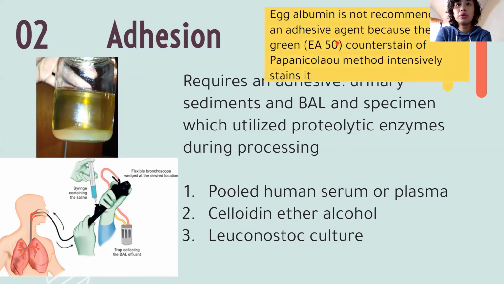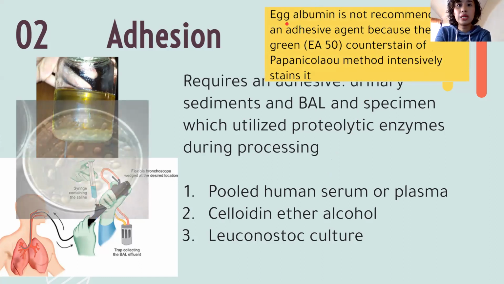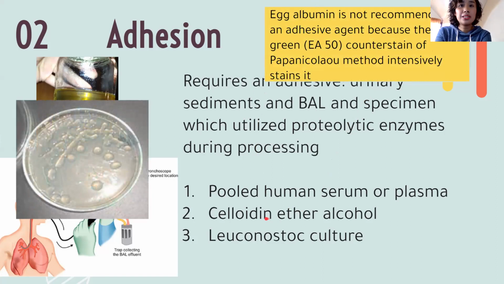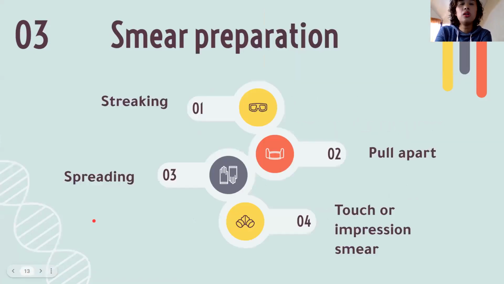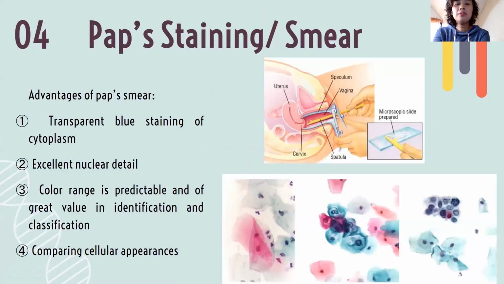It's not recommended because it will produce a background stain. Yan. Kung naglagay ka na ng EA50, yung EA50 class kasi it has a component which is light green SF, special formulation. So, itong EA50, meron siyang component na light green SF. So, class, it could stain your egg albumin. Yan. So, serum, human serum, yes. Celoidine ether alcohol, and a culture, bacterial culture, could be used as an adhesive. So, class, there are different ways to prepare your smear.